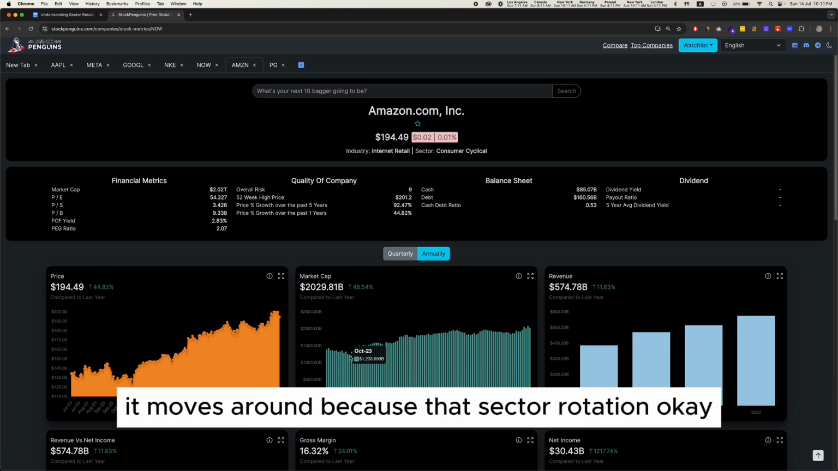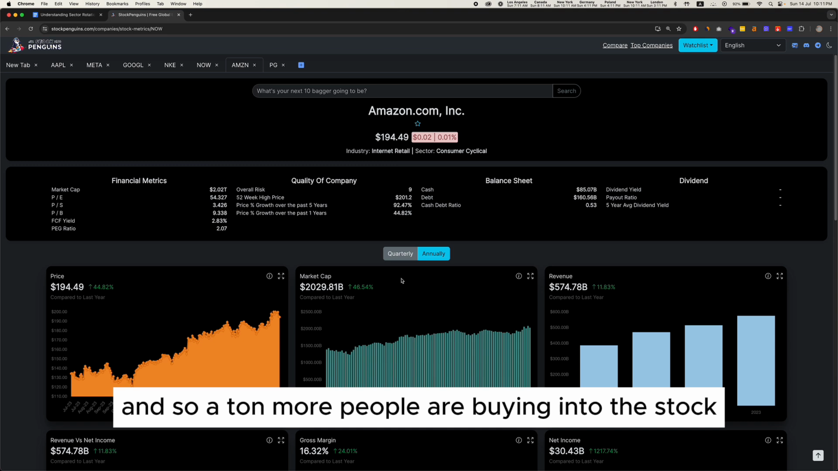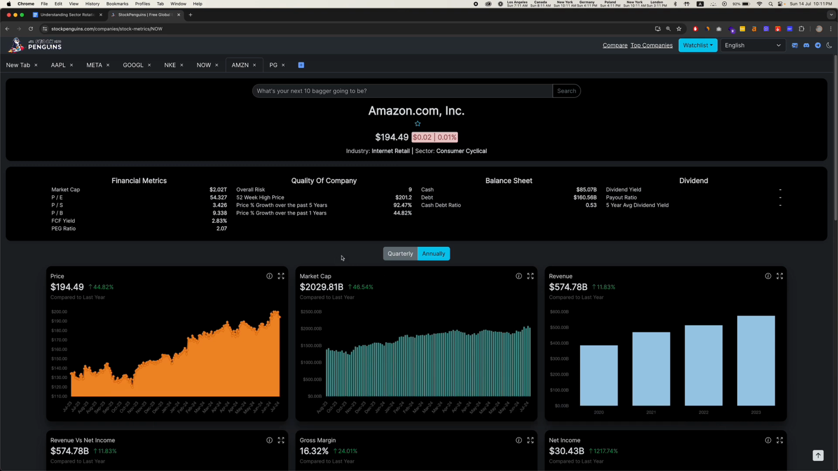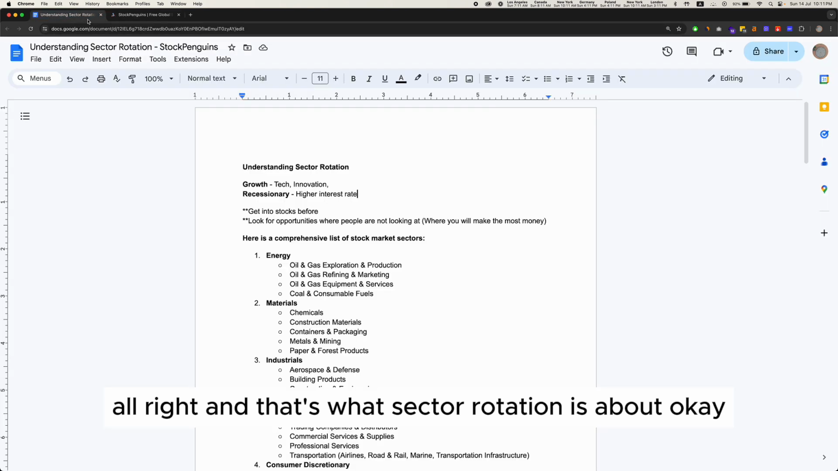It moves around because there's sector rotation. Okay, so obviously AI has a boom and stuff, and so a ton more people are buying into the stock, for example. But this money, this 800 billion, came from somewhere. All right, and that's what sector rotation is about.